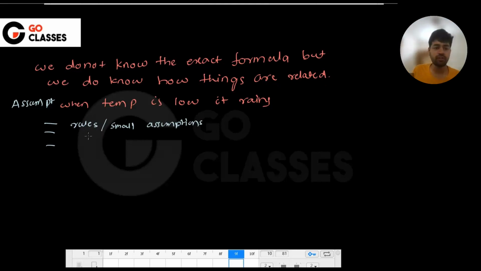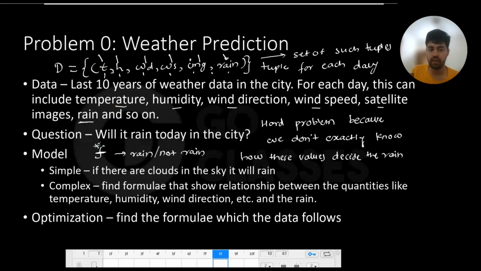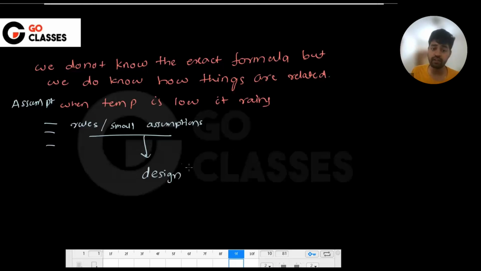And I will use these rules to design. Now I am saying design because we don't know the exact function f. You can call it f star if you like, but we don't know this exact function f. So we will design a function f based on assumptions. Again, it has to be sensible assumptions.